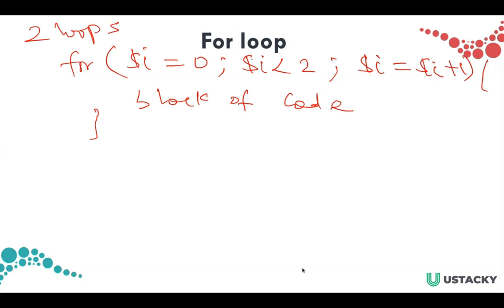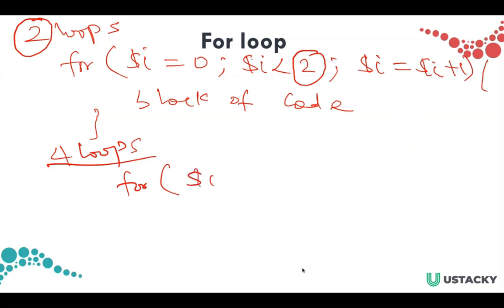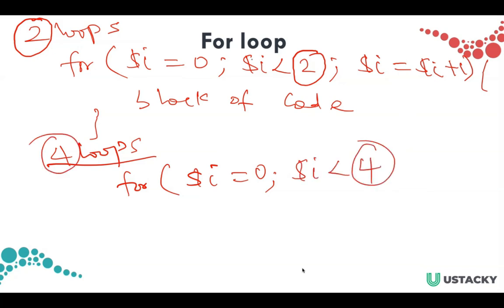But one interesting thing is that at every point in time, the requirement, I mean the number of loops required, will be the same thing as the value you have here. So it makes things very, very easy. So to write for four loops, we can easily write it as for $i equals 0, which is our starting point. The condition will be $i is less than 4. This and this number will be the same thing. And we have $i equals to $i plus 1. So this is a block of code.